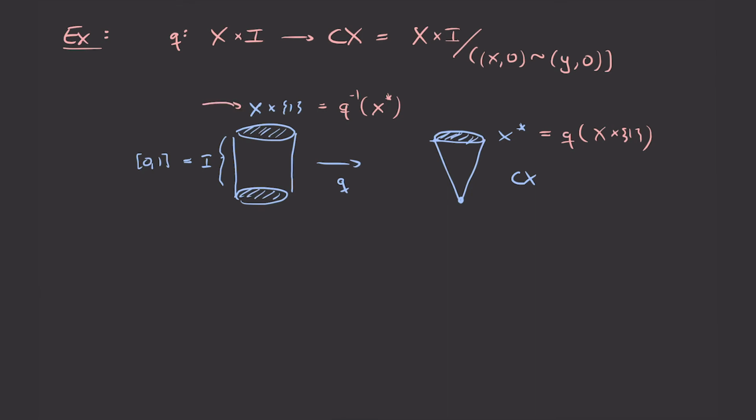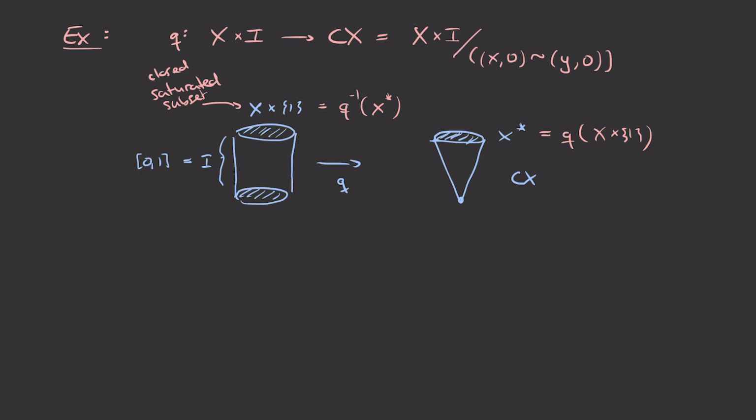Okay, but this now means that X times the singleton 1 is a saturated set in this space X times the unit interval. Moreover, it's a closed subset because the singleton 1 is closed in the unit interval, and X is also closed in X itself. Therefore, the product X times the singleton will be a closed subset of the product space X times the unit interval. So in fact, this is not just a saturated subset, but a closed saturated subset.